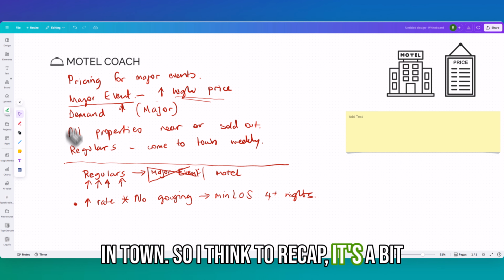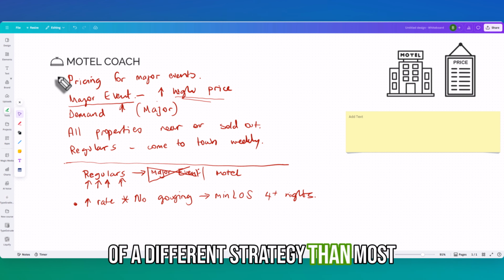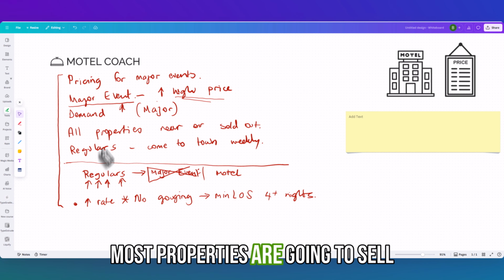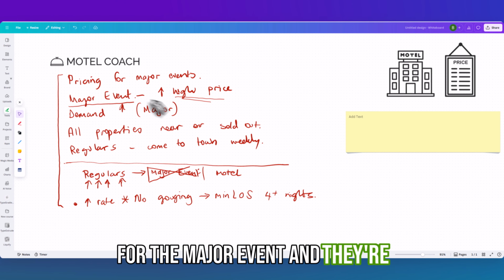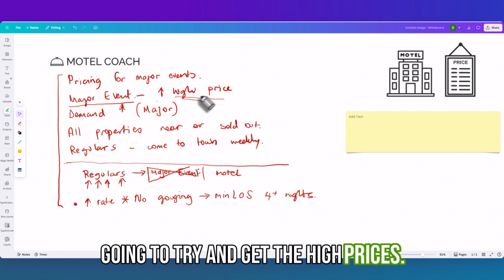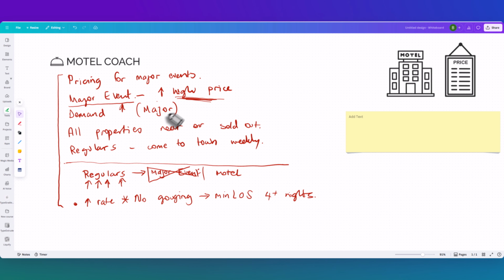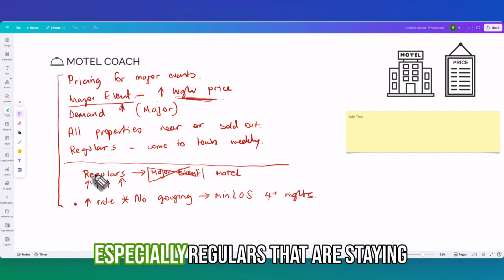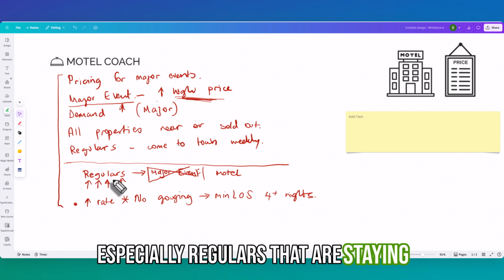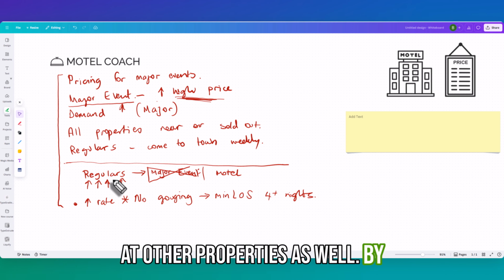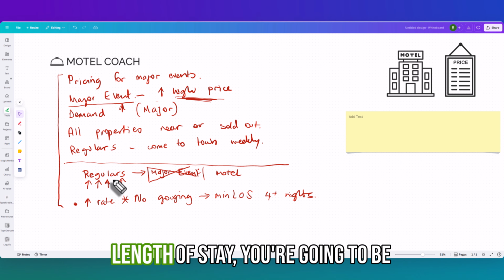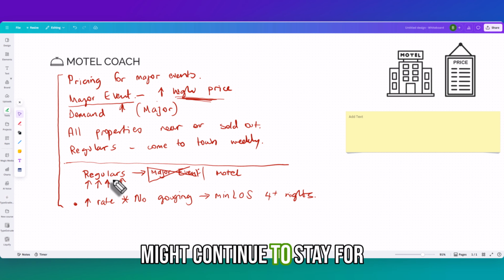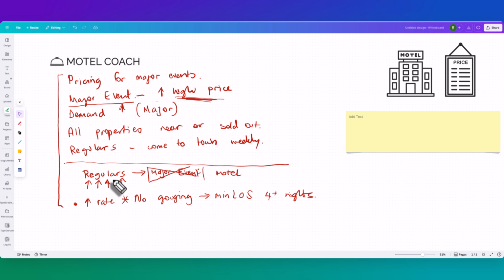So to recap, it's a bit of a different strategy than most properties are going to take. Most properties are going to sell for the major event and they're going to try and get the high prices. Flip the switch. Consider regulars, especially regulars that are staying at other properties as well. By targeting them with a minimum length of stay, you're going to be collecting a lot of workers who might continue to stay for following weeks.